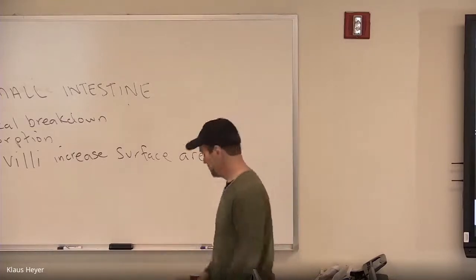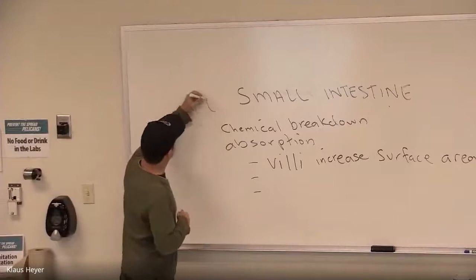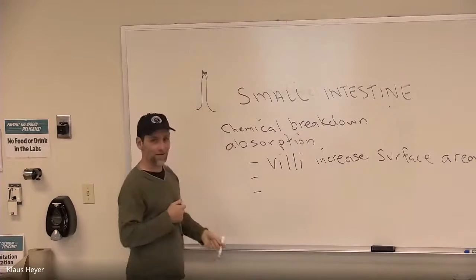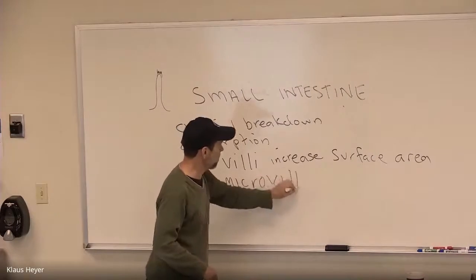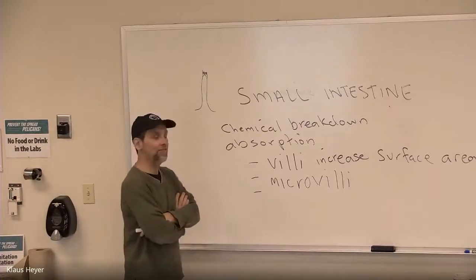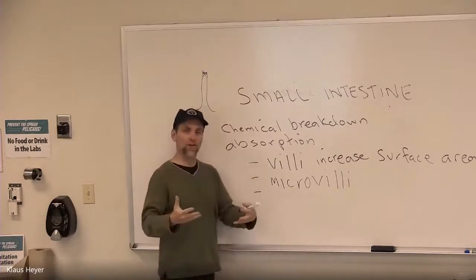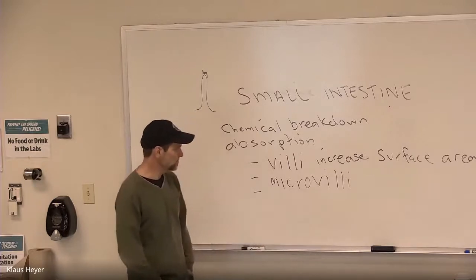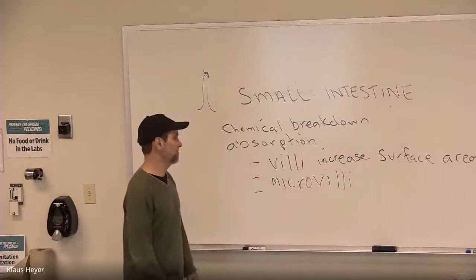More surface, more absorption. Then the villi have little villi on top of them. So if this is a villus, one of those fingers, there's little tiny villi on top of that. So we call that microvilli. It's doing the same thing, right? It's even further increasing the surface area. So villi and microvilli increase the amount of surface to make it better at absorbing things.